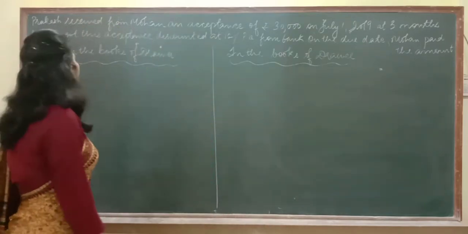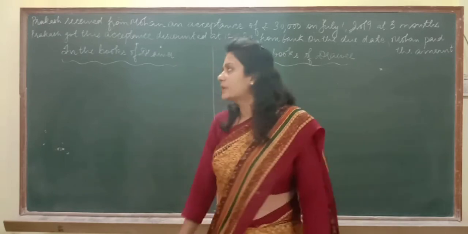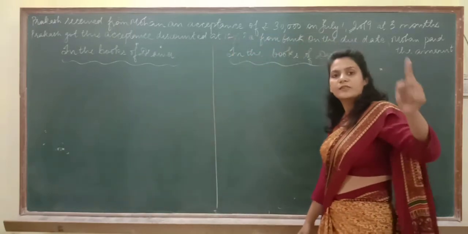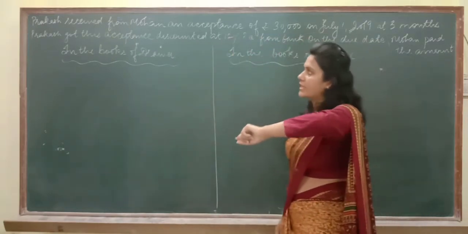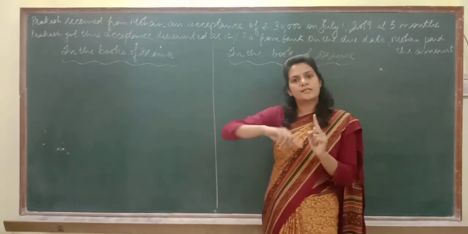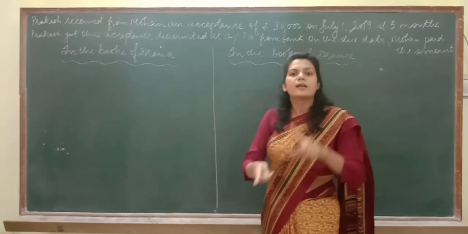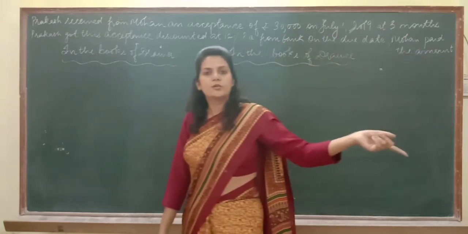Read the statement. Prakash received from Mohan an acceptance of rupees 30,000. Prakash received from Mohan an acceptance means that Prakash must have written the bill. Prakash must have given the bill to Mohan. Mohan has accepted the bill and Mohan then returned the bill to Prakash.